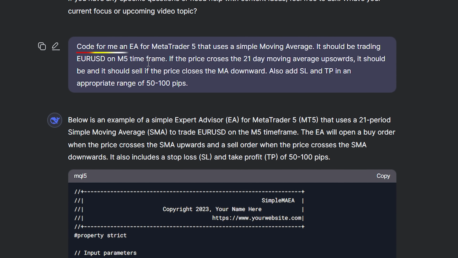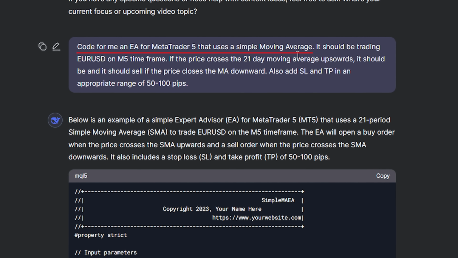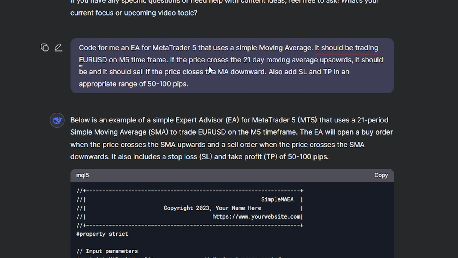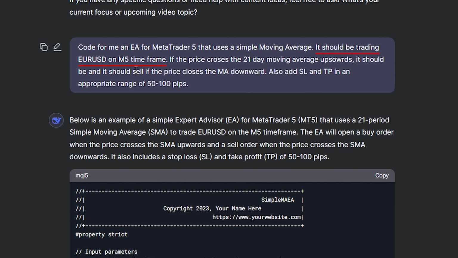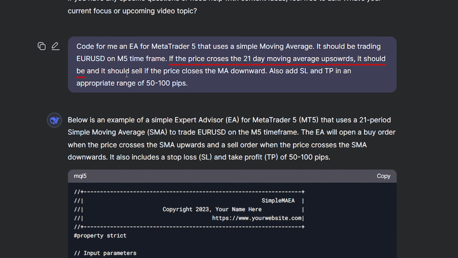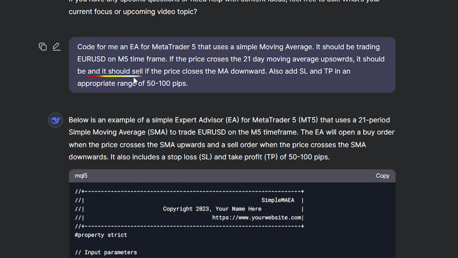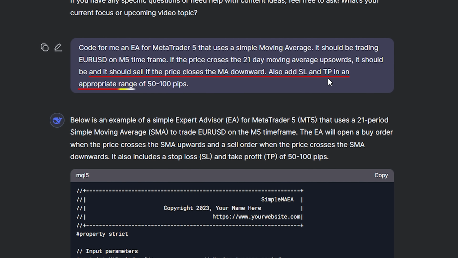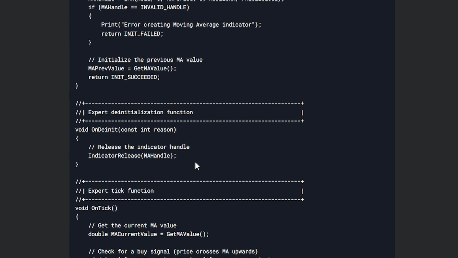I asked DeepSeek to code for me an EA for MetaTrader 5 with a simple moving average. I just wanted to see if it would be capable of doing it. I wrote that it should be trading euro-dollar on the M5 time frame, and if the price crosses the 21-day moving average upwards, it should buy. Okay, that was a typo, but it usually doesn't matter when you use AIs. And it should sell if the price crosses the moving average downwards, and I wanted a stop loss and a take profit in the range of 50 to 100 pips. And it actually started coding.